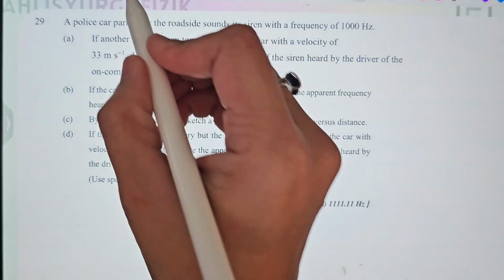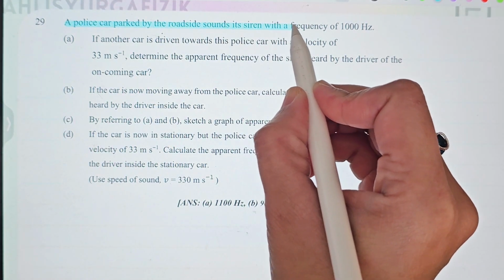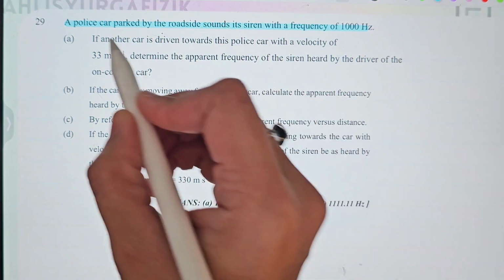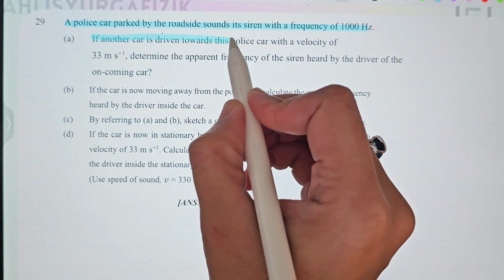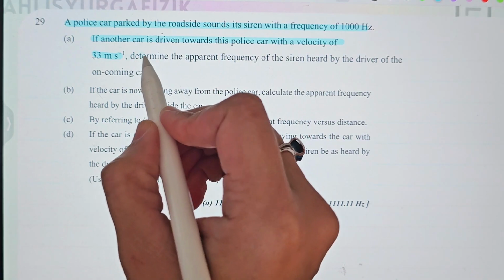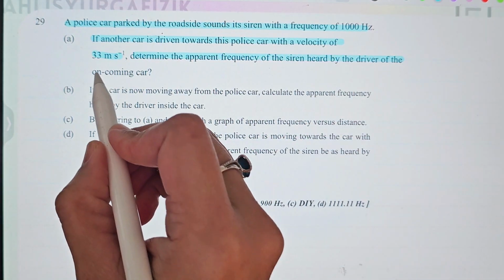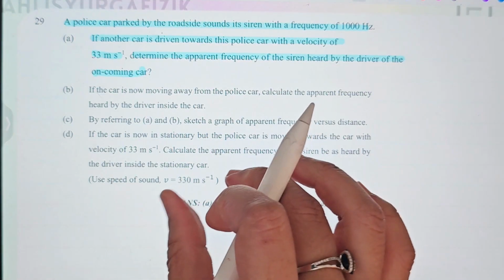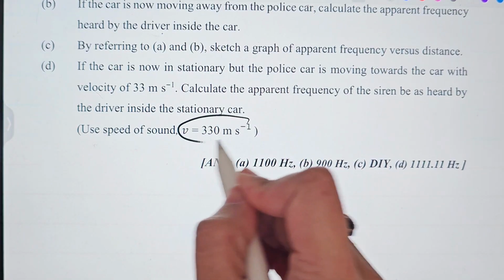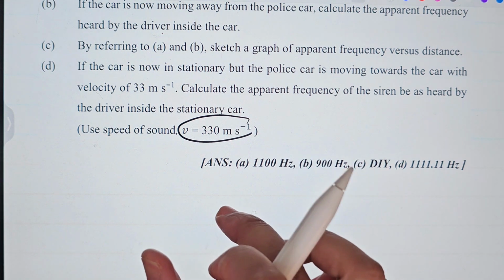Let's get to it. A police car parked by the roadside sirens with a frequency of 1000 Hz. If another car is driven towards this police car with a velocity of 33 meters per second, determine the apparent frequency of the siren heard by the driver on the oncoming car. The speed of sound in the air given here is 330 meters per second.